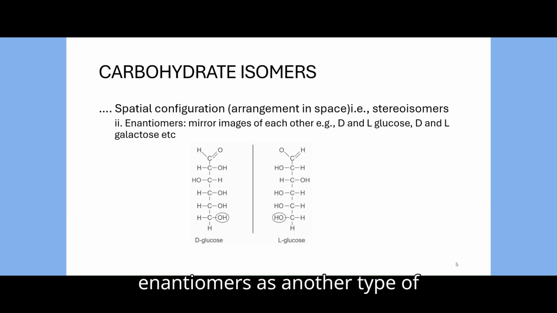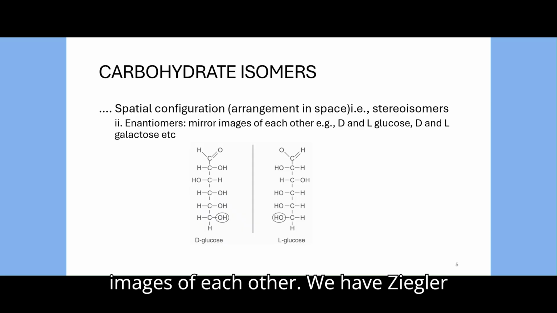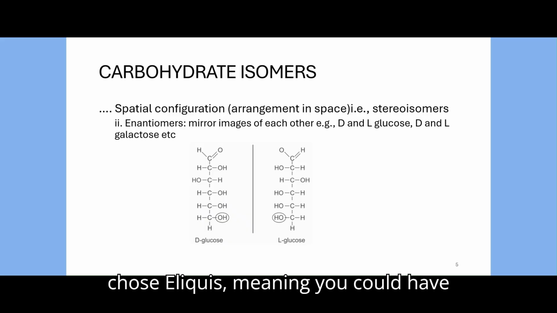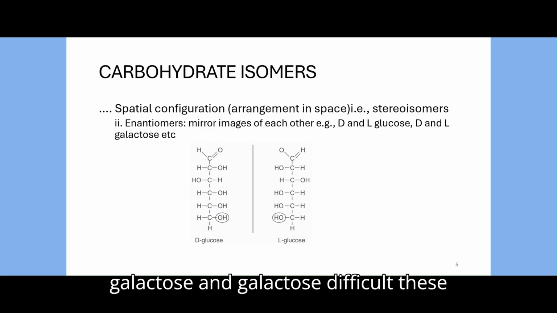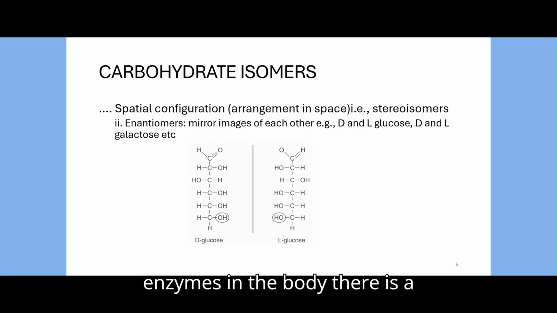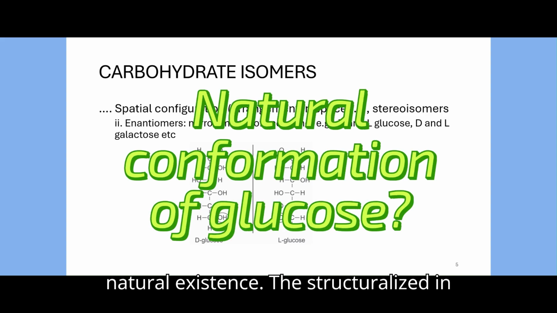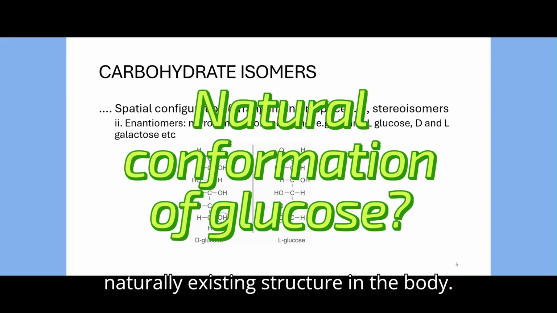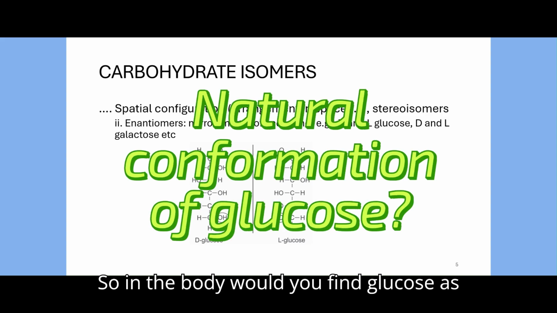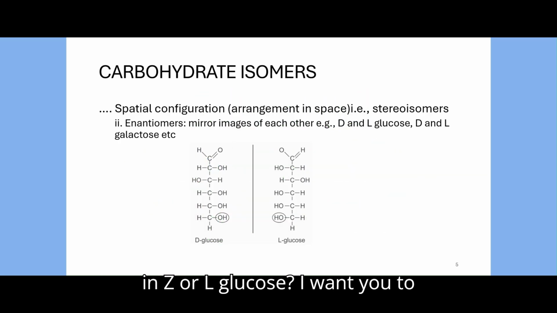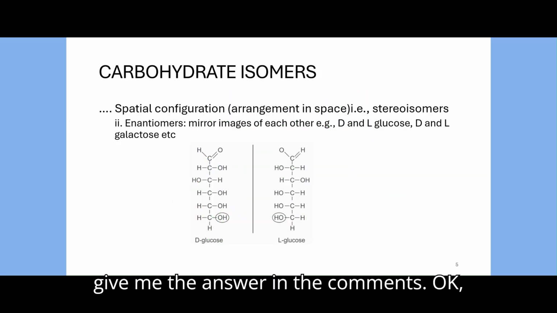Also, we see enantiomers as another type of stereoisomerism. Enantiomers are mostly just mirror images of each other. We have D-glucose, L-glucose, meaning you could have D-galactose, L-galactose, D-fructose, L-fructose. For these enantiomers, there's a naturally existing structure in the body. So in the body, would you find glucose as D or L-glucose? I want you to give me the answer in the comments.